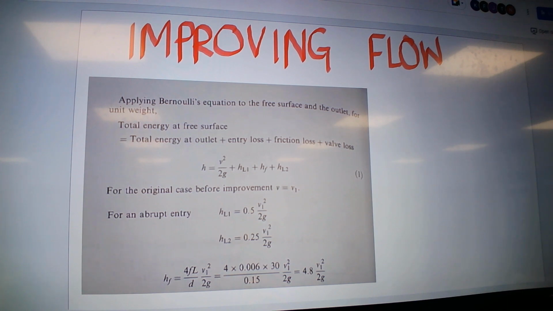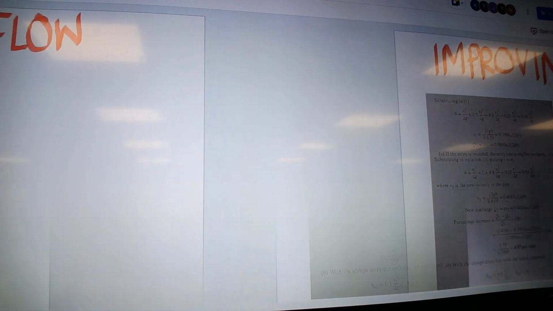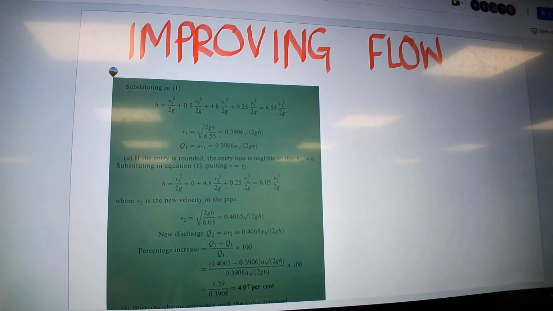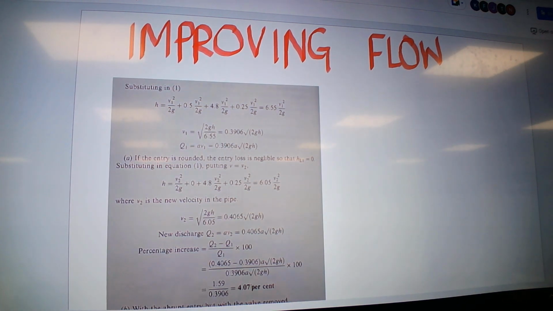The 4 is a 4, the L value and the F value are given, and the diameter is also given. Yeah, so we put those values in. Now, the only thing missing is V1 squared over 2G. 2G is there, but V1 squared is the one that's missing. Okay. Now, if we go to the next one, please. Let me see if I can make it a little bit bigger.